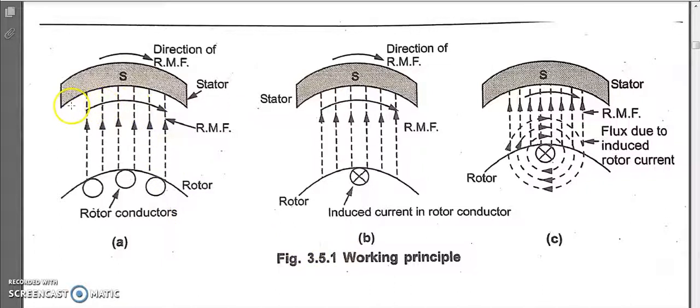Okay, so you can see in picture A, we have one pole marked as south, and here you can see this is the rotor part, and these are all your rotor conductors. We know that the field is there in the stator part, so assume that there is one more pole here, where the direction of the field is from bottom to top. So all of it is flowing from bottom to top.